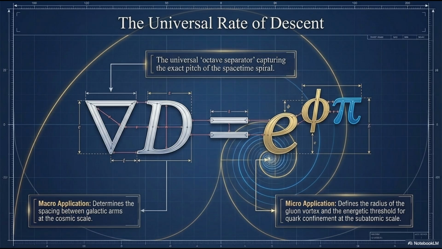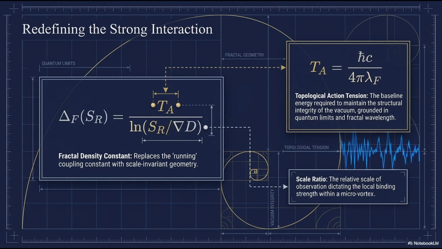Wow. Because IFD claims the universe is scale-invariant, this single mathematical ratio determines the structural spacing of absolutely everything. Everything. It dictates the vast distance between the spiral arms of a galaxy, and it dictates the exact microscopic radius of a gluon vortex. The exact same ratio. That's wild. Well, let's zoom in on that micro scale then. If the whole universe is this structured, twisting spiral, how does this replace our standard understanding of the strong nuclear force?